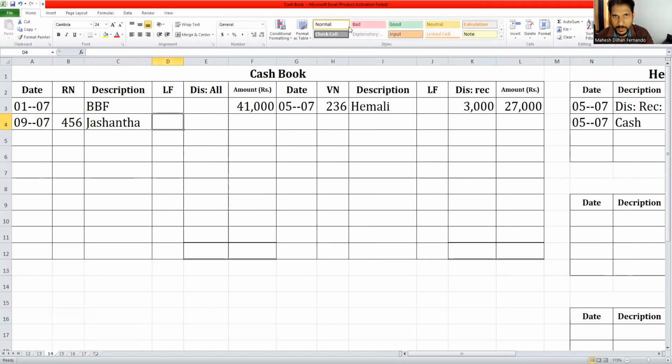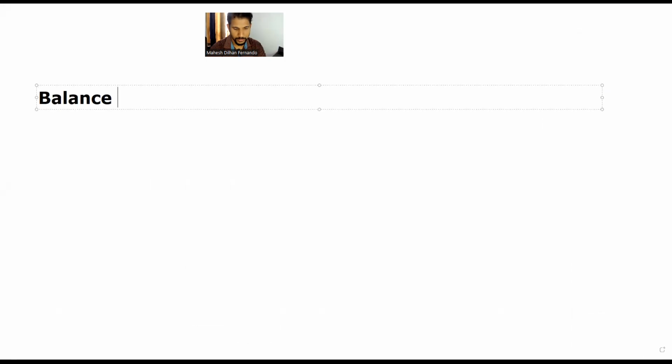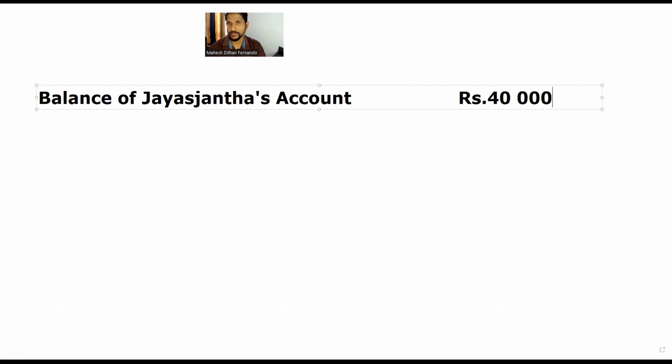Let me explain it from the beginning, using the whiteboard now. Look at this. The balance of Jayashanta's account is rupees 40,000. Let's remove this one. 40,000. Is that correct? Yes.